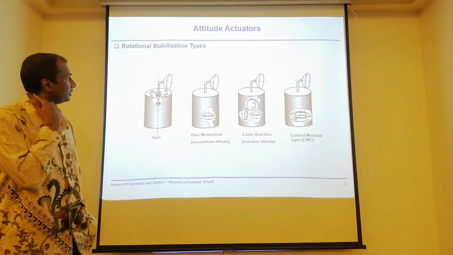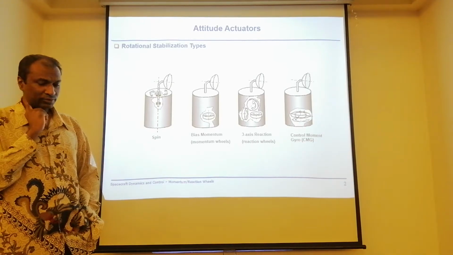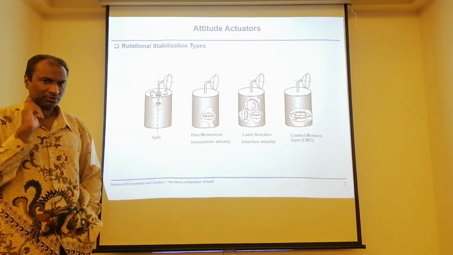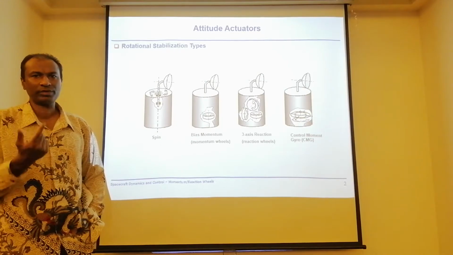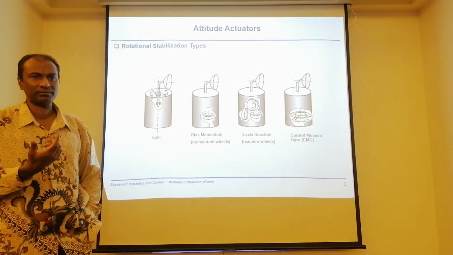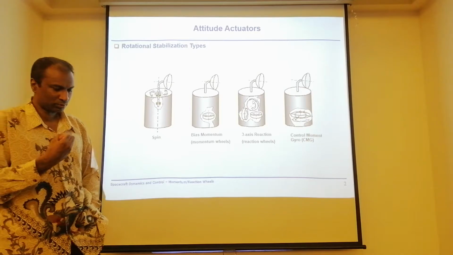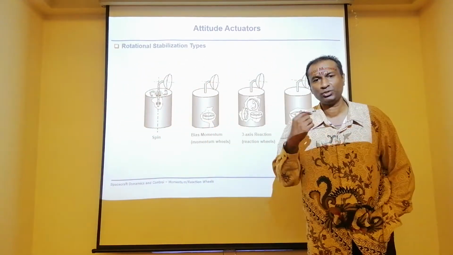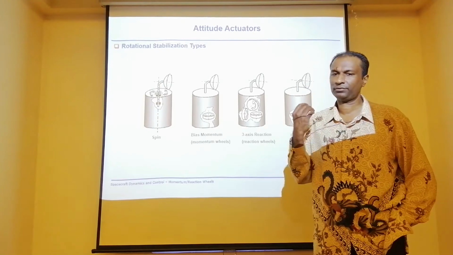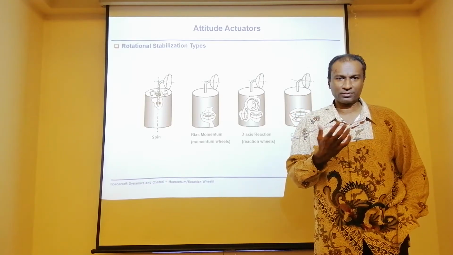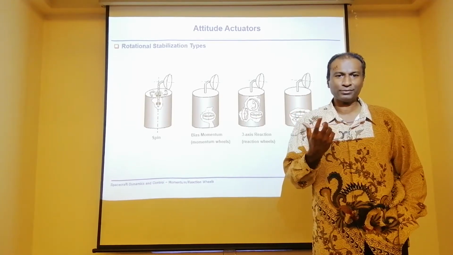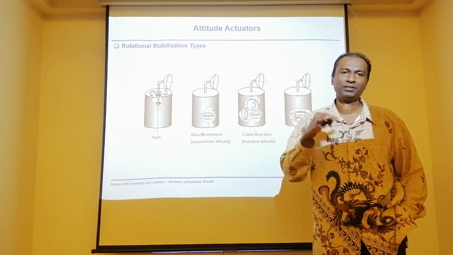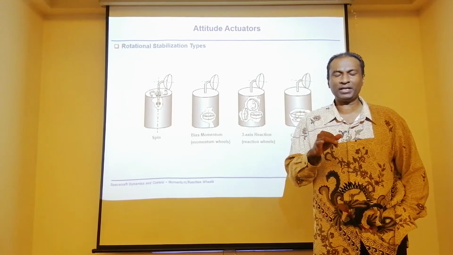If you look at this, it is basically rotational stabilization. Why? Because you have a wheel, and the wheel needs to rotate. When the wheel rotates, it produces angular velocity. When the angular velocity changes, we can have torque. When we have torque, we should be able to control the actual attitude of the satellite.